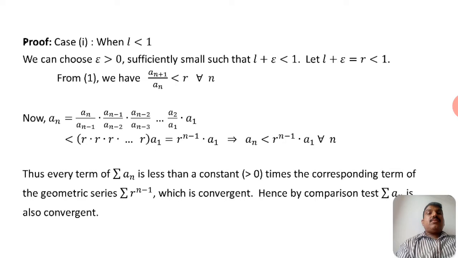Thus every term of the series is less than a constant greater than 0 times the corresponding term of the geometric series sum of R to the power n minus 1, which is convergent. Hence, by the comparison test, which we already studied, the series sum of a_n is also convergent.